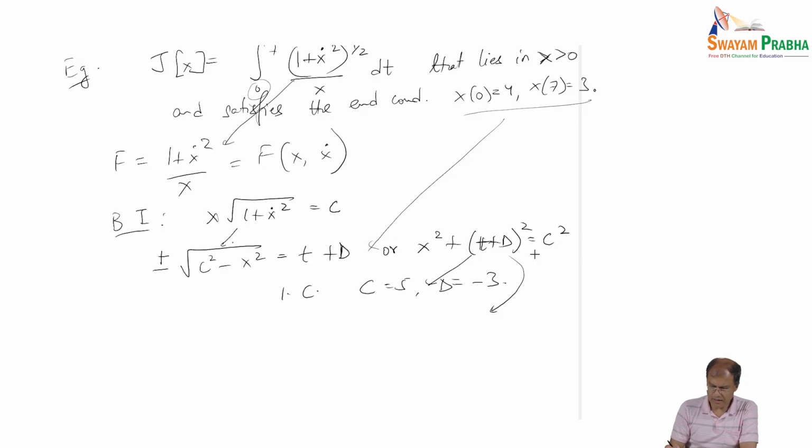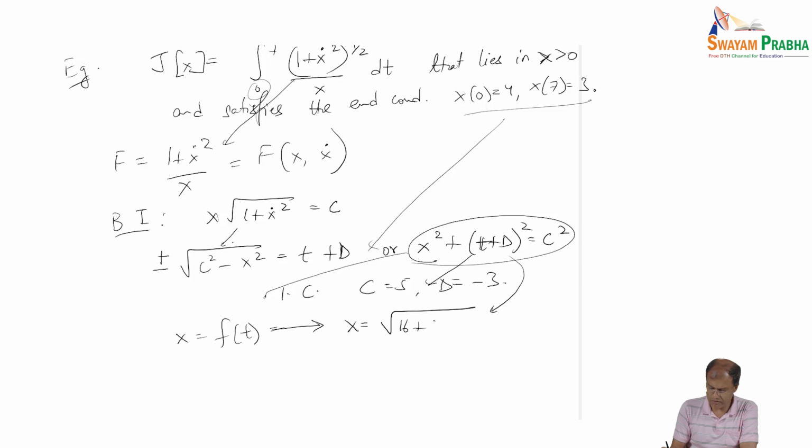So that's almost the answer, except the fact that we want x as a function of t, and if we find x specifically, we see that x is square root of 16 plus 6t minus t square, right? So we have x as the following. We have to take the positive value because we have to find the value which lies in the first quadrant.